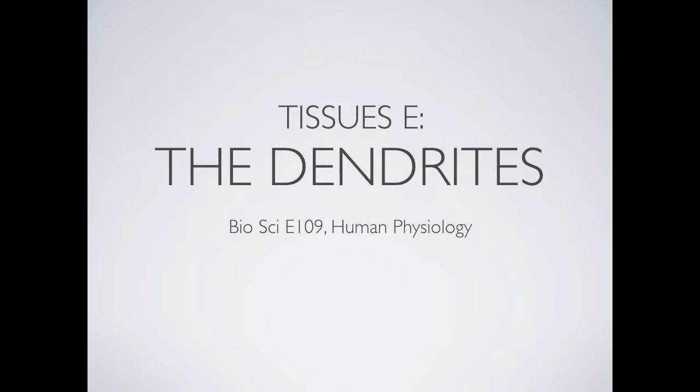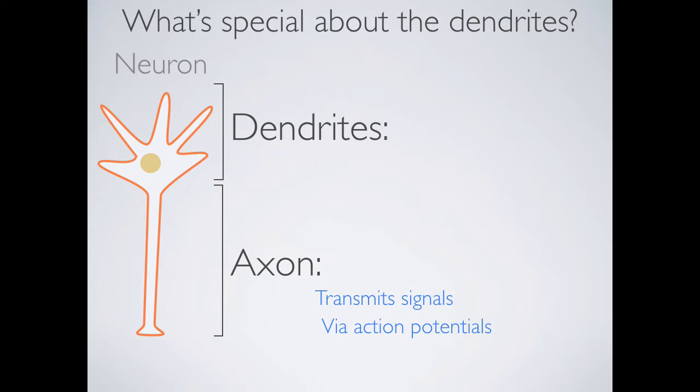Okay, so that brings us to the dendrites, the other region of the neurons. And so what do the dendrites do? So if the axons transmit signals, then it follows, or it's convenient anyway, that the dendrites receive signals. And they do this not through the use of action potentials, but instead through graded potentials.